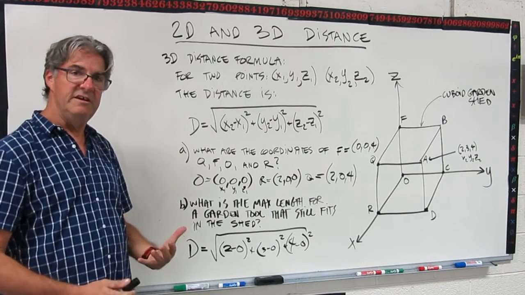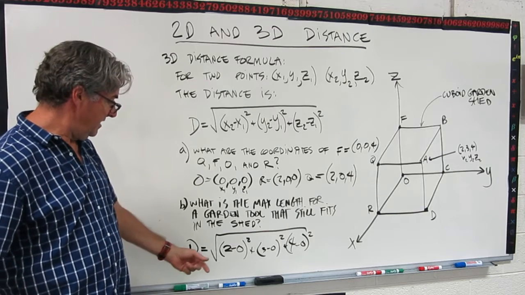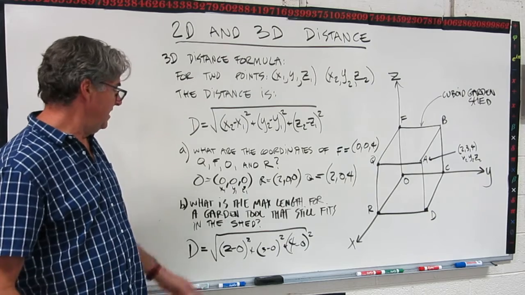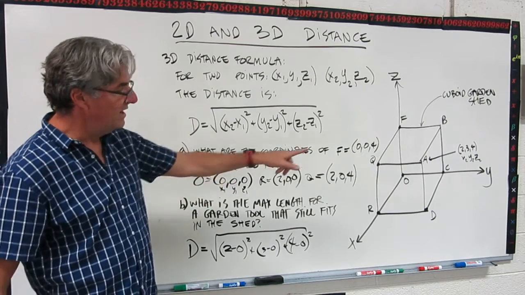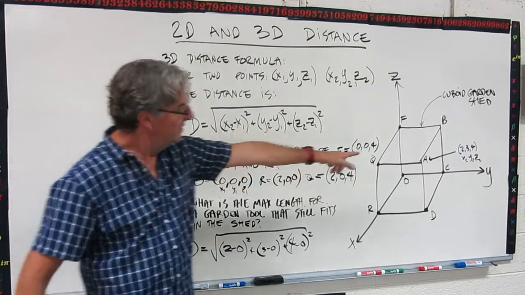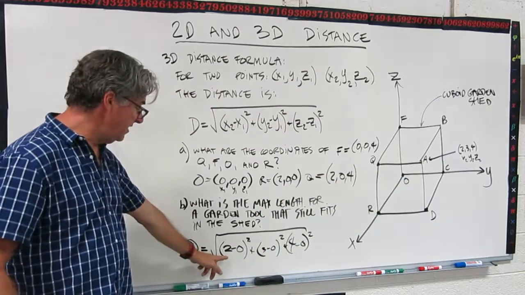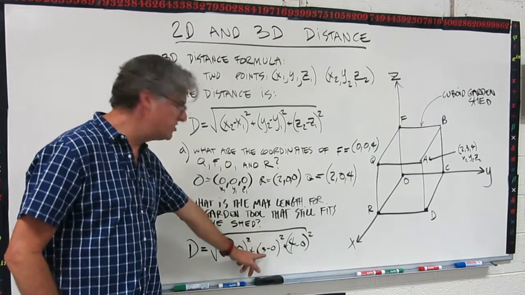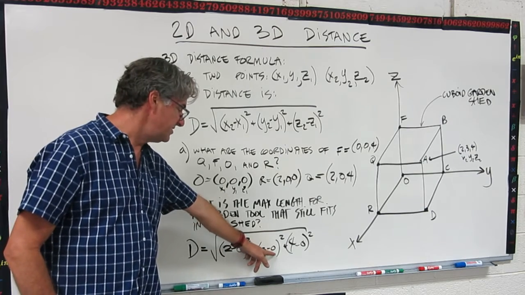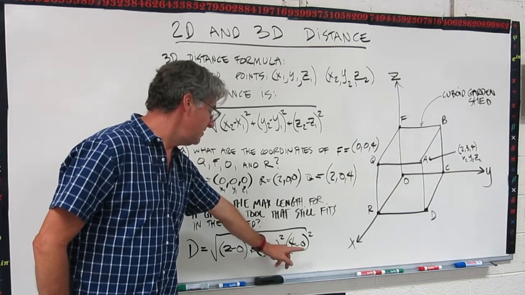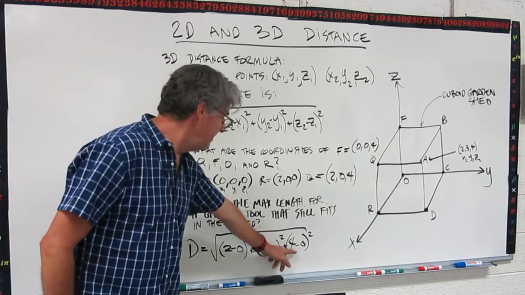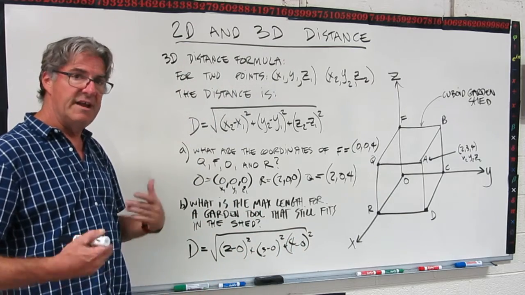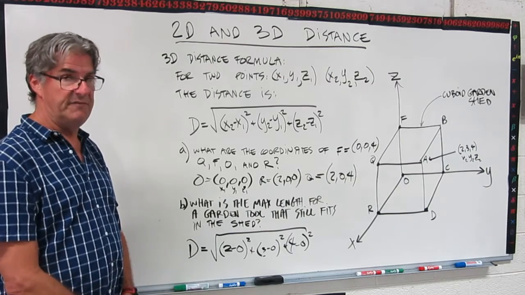Okay, so let's see how you did. I did x2 minus x1, that's 2 minus 0 squared, and here's my x1, that's 0, and I labeled my points x1, y1, z1, x2, y2, z2. And I finished plugging it in. y2 is 3 minus y1, which is 0, and z2 is 4, and z1 is 0. So there's your plug-in step. Go ahead and pause the video and do the calculation if you haven't already.